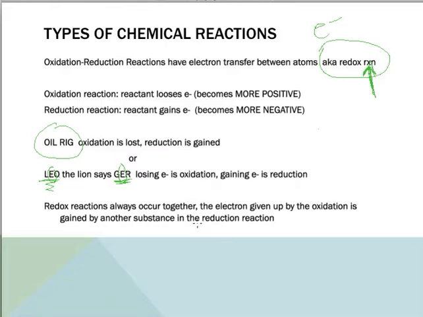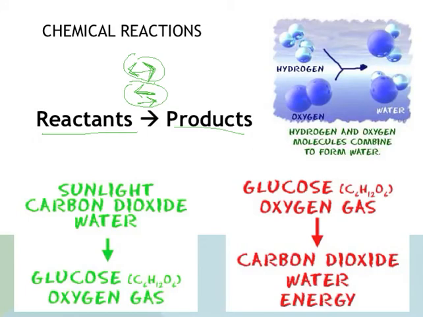But the important thing for you to take away from this is that redox reactions always occur together. So the electron given up by the oxidation is gained by another substance in the reduction reaction. So again, we talked about conservation of energy, conservation of matter. Right now we have conservation of electrons. So if nothing gives up an electron, that means there's nothing that can then take an electron. And we know something needs to take it.